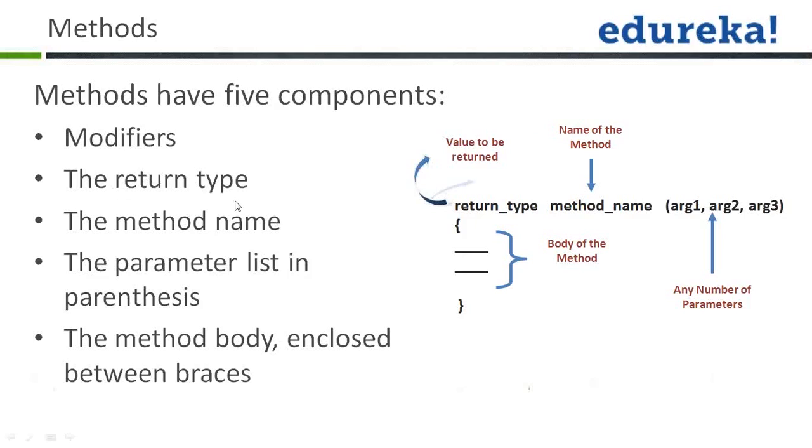Now we come to return type. A method can return a value. It could be an integer value, it could be a string value, it could be a character, it could be float, or it could return nothing. If you are not returning anything, you'll be mentioning void in place of the return type. That means this method will not return anything.